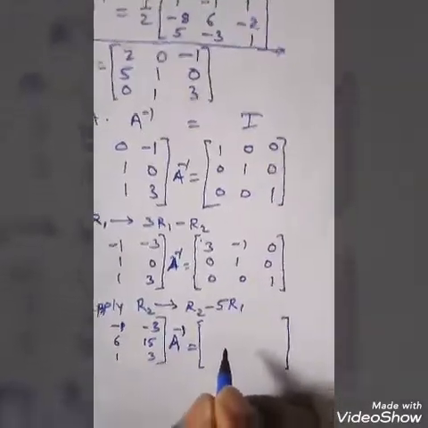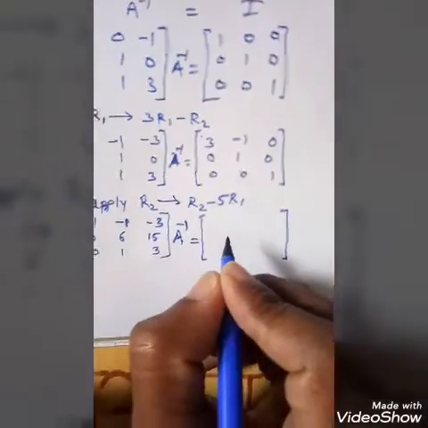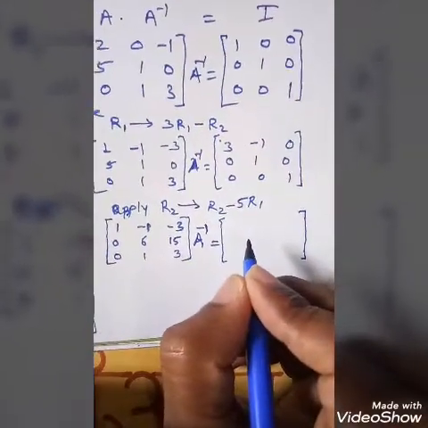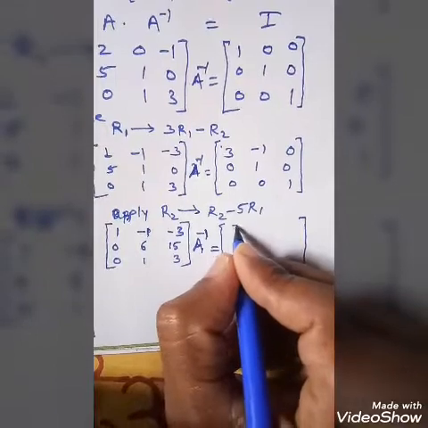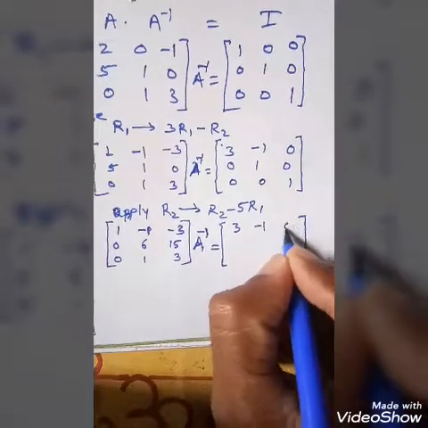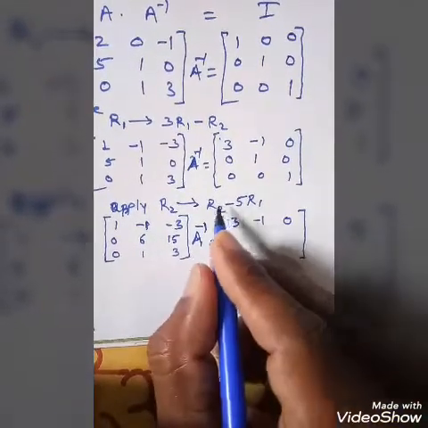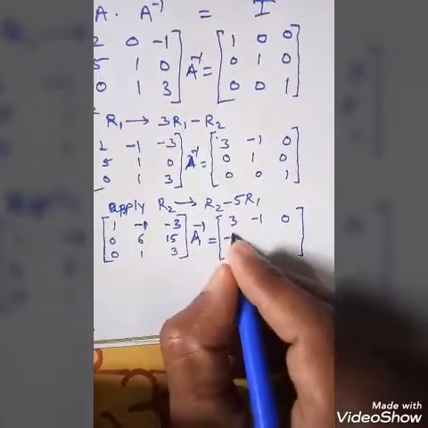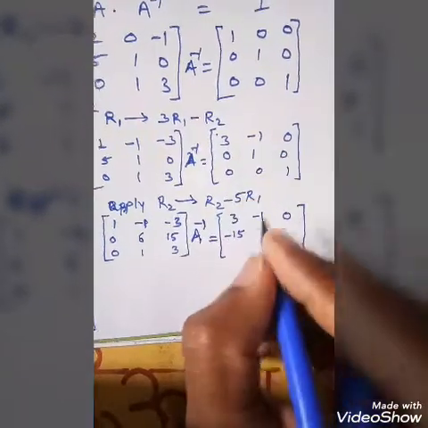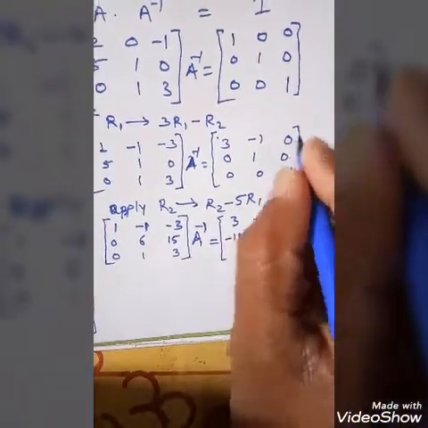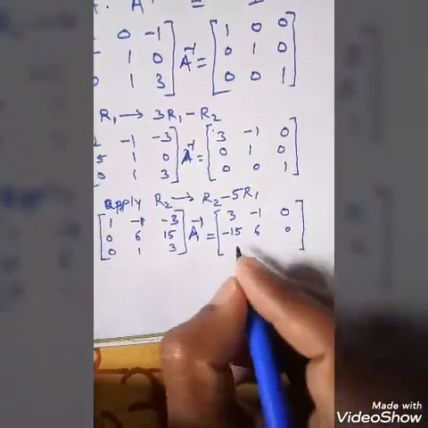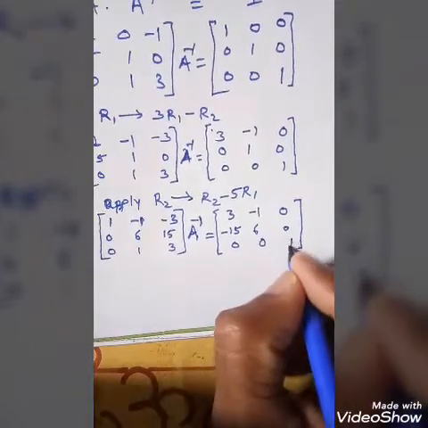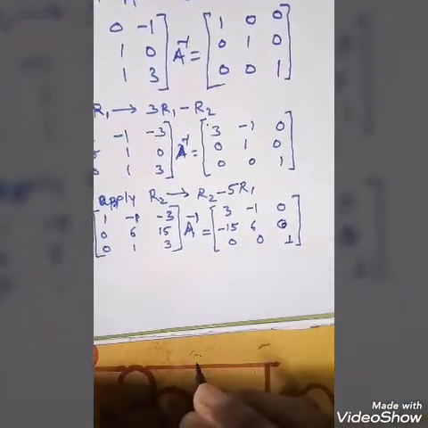The same operation is performed on right hand side. Same operation. First row as it is 3 minus 1 0. Second row operation R2 minus 5R1. 0 minus 15 minus 15. 1 plus 5 6. 0 plus 0 0. And third row again as it is.